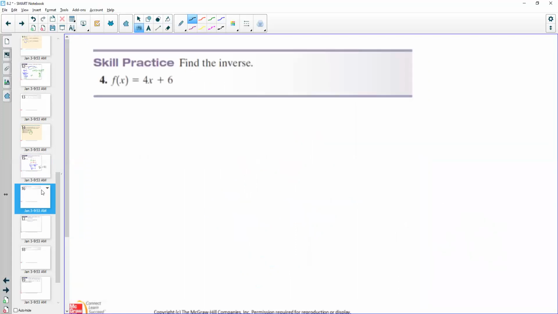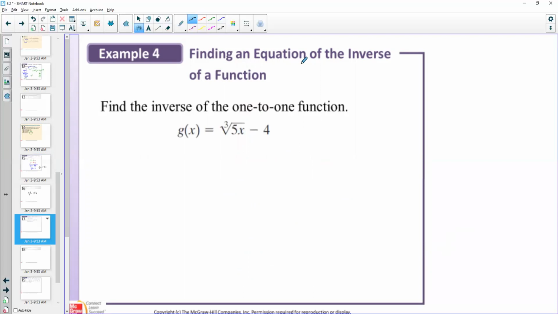You try this one. When you get this one done, the inverse of this function should be x minus 6 over 4 equals f inverse of x. Okay. Let's try one slightly more complicated. All right. Looks ugly, still works exactly the same way.